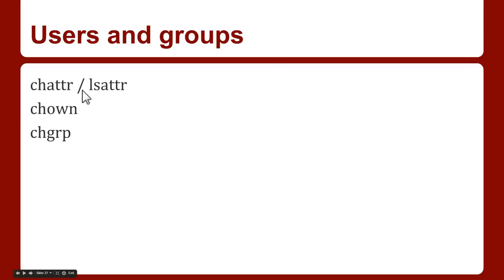So chattr is different from chmod, and lsattr is different from ls. They influence and allow you to see the extended attributes of a file, and those are important to consider. I do believe I covered them a little bit ago. chown changes who owns the file, and chgrp changes the group of the file.